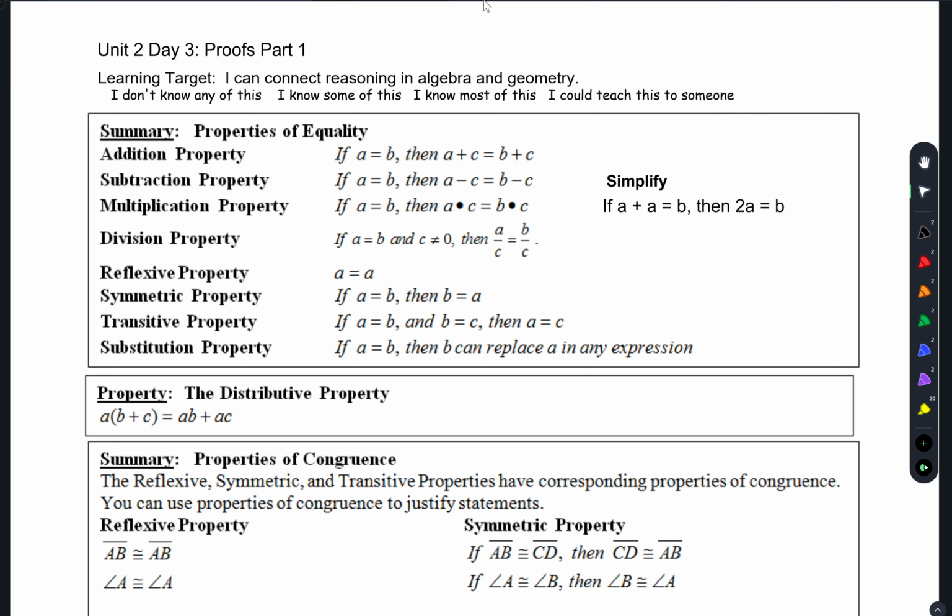Our proofs unit. Proofs are going to follow us around for quite a while. So we're going to start off with the basic vocab, as basic as we can go. I got 3 boxes here.